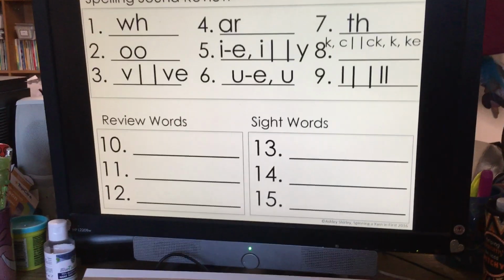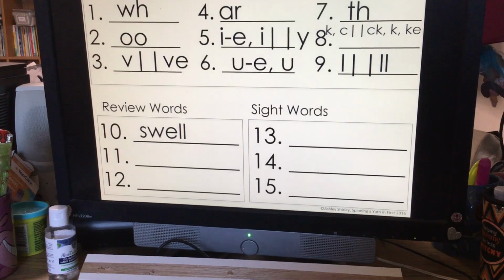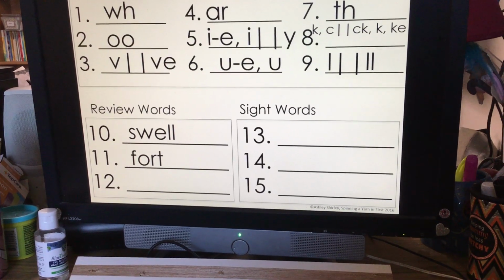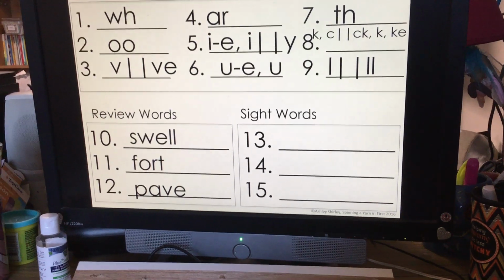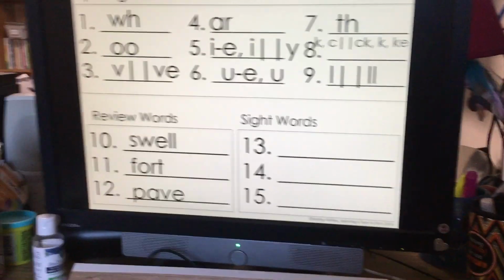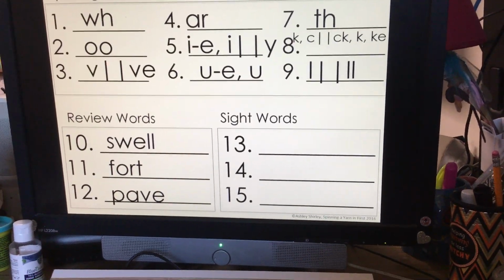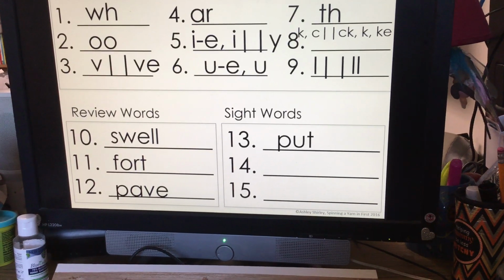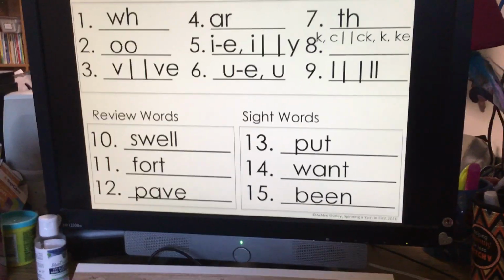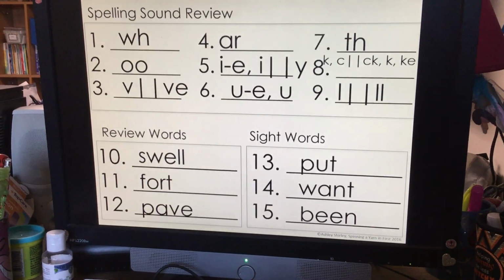Let's review some words. Our first word is swell. Fort. Pave. I will pave the ground with concrete. Let's do our sight words. Put. Want. Bin. At any time, please pause this video.